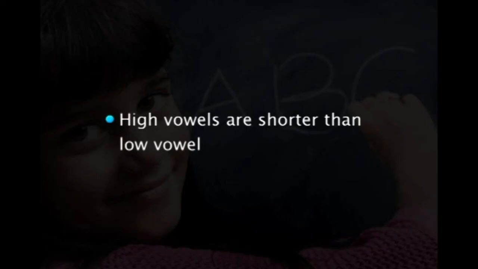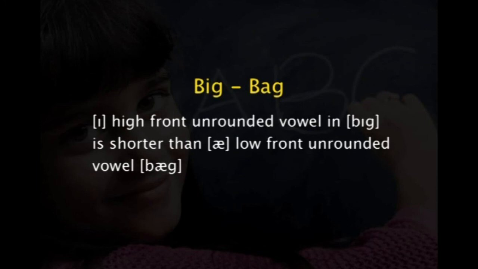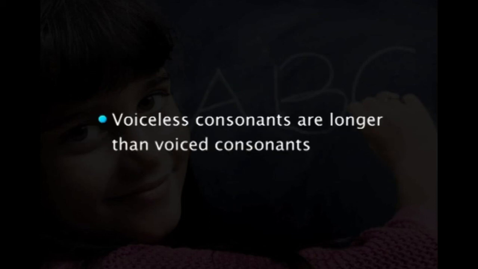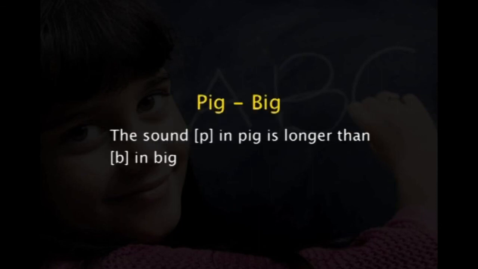Some speech sounds are inherently longer than others. For example, high vowels are shorter than low vowels. What do I mean by that? Try contrasting big and bag. The vowel in big, the high front unrounded vowel, is shorter than the vowel in bag, the low front unrounded vowel. Voiceless consonants are longer than voiced consonants. Try contrasting pig and big. The sound P in pig is longer than B in big.